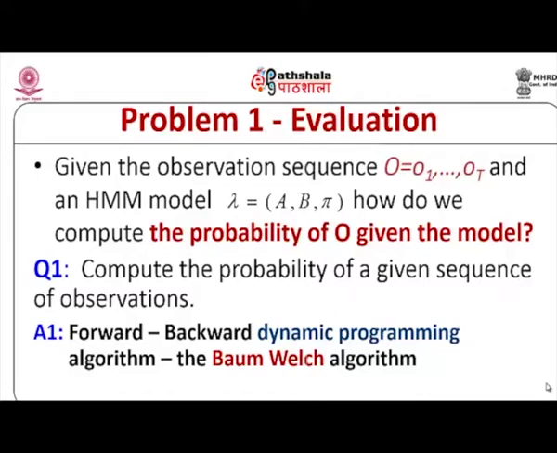So, that is a problem. The probability of the sequence is what we want, and this is done by the forward backward dynamic programming algorithm, which is called the Baum-Welch algorithm. We will be discussing this algorithm.